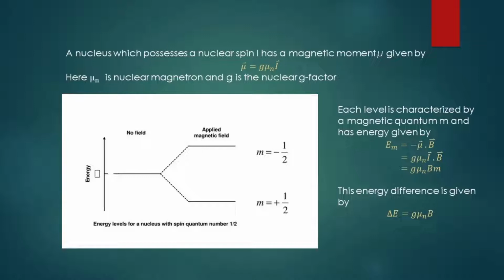So the value of mu_n is around 5.05 times 10 to the power minus 27 joule per Tesla in SI unit, whereas mu_B is equal to 9.27 times 10 to the power minus 24 joule per Tesla. So mu_B must be greater than mu_n, right? So that is why the nuclear response is much weaker than the atomic one.